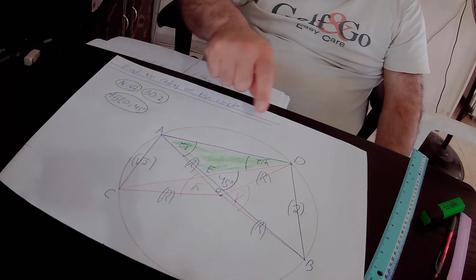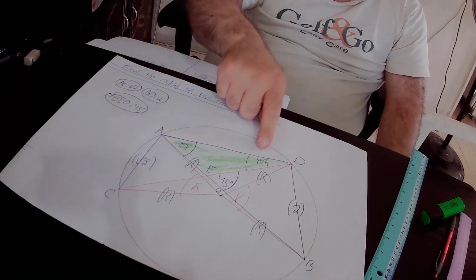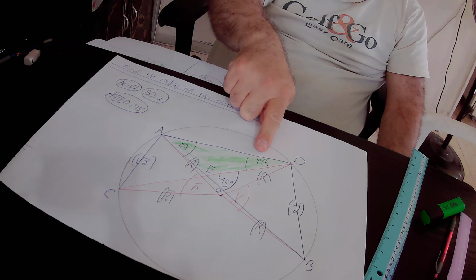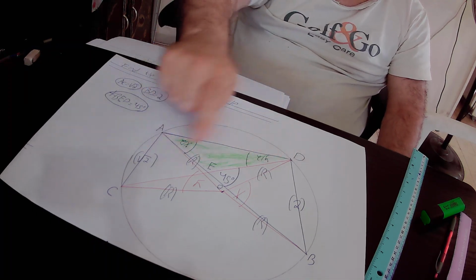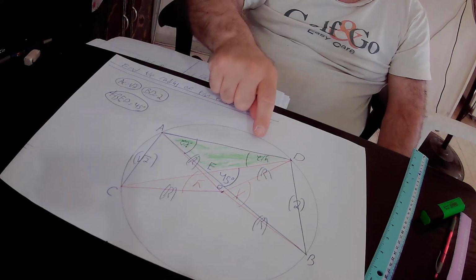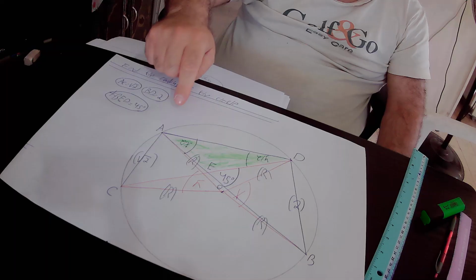In the next step, we define the size of this peripheral angle ADC. We define the size of this peripheral angle ADC as y over 2. This peripheral angle ADC is subtended on chord AC.